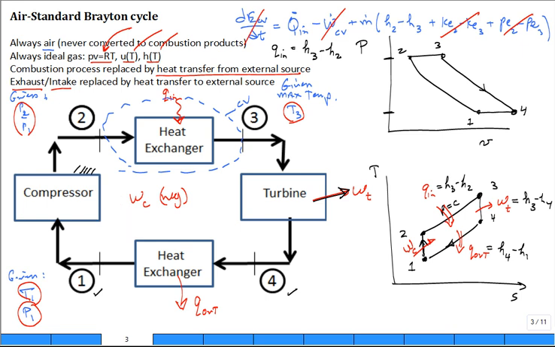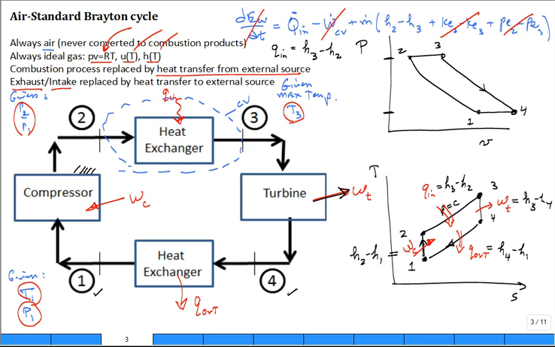Now I'm going to do this too. I'm going to let this one be a positive work into the compressor because that's what I've shown right here on this sketch. And so the work right here, I'm kind of writing the equation backwards. WC is H2 minus H1.